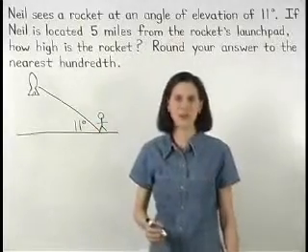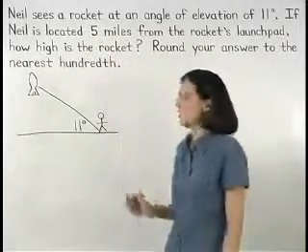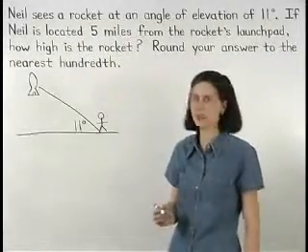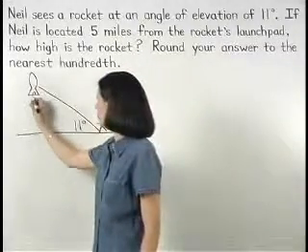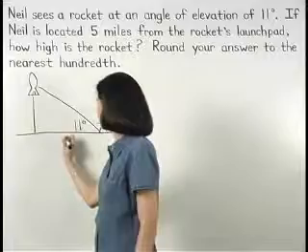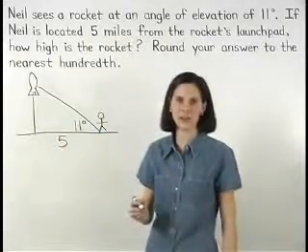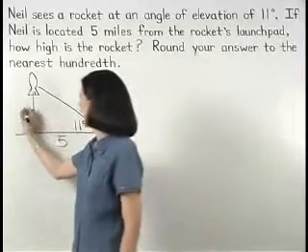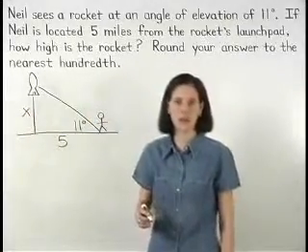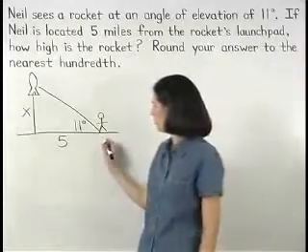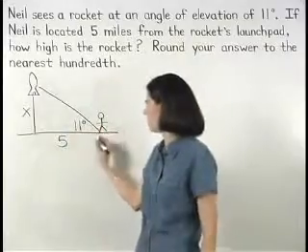Now, to complete our picture, we're also given that Neil is 5 miles from the rocket's launch pad, so Neil is 5 miles from a point directly below the rocket. And we're asked to find the height of the rocket, so we can use x to represent its height. To find the value of x, notice that Neil, the launch pad, and the rocket form a right triangle.